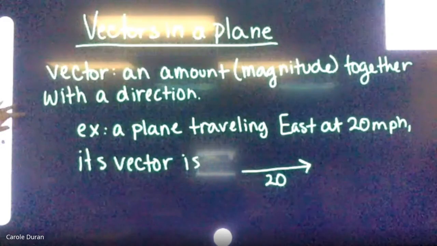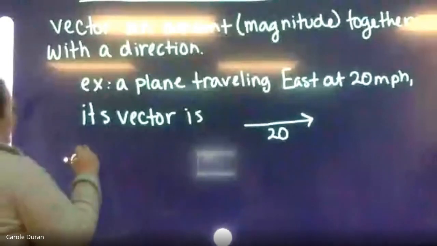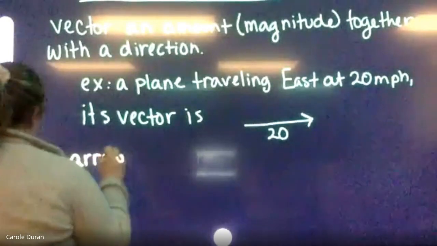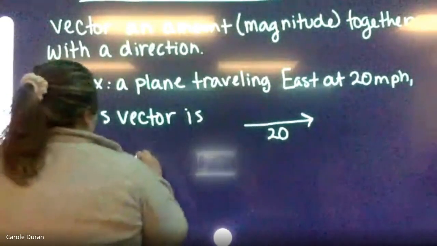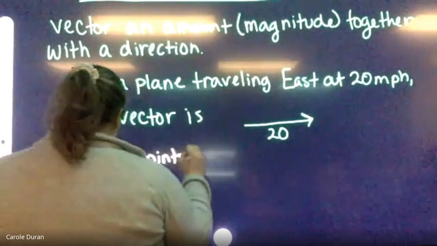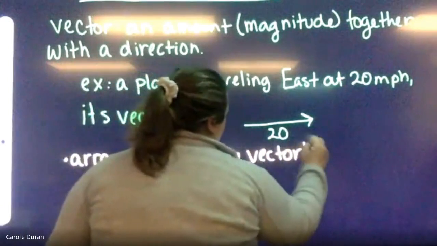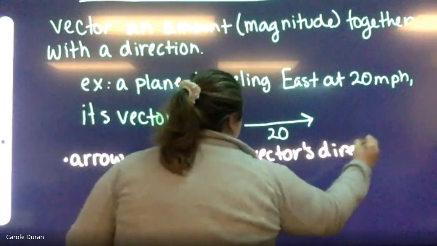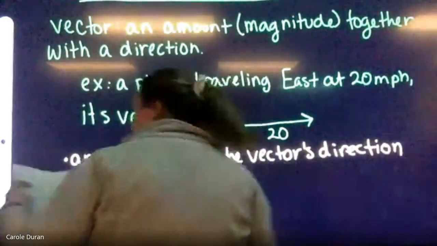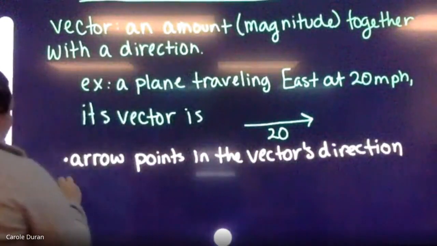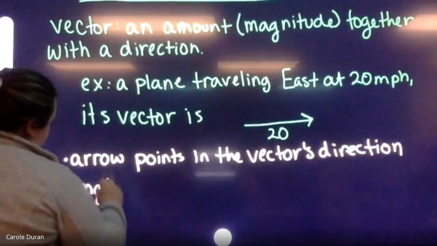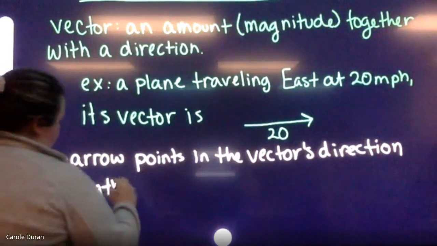A couple things that are important. The arrow points in the direction in which the object is traveling. And the length of the arrow is the vector's magnitude.